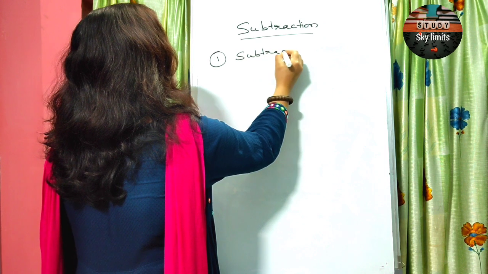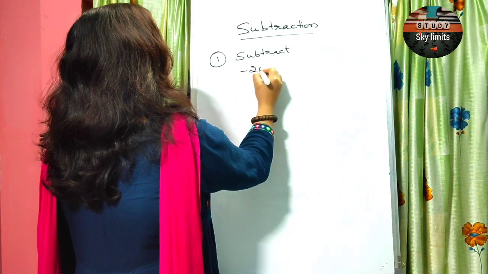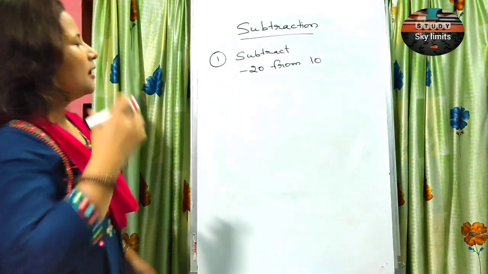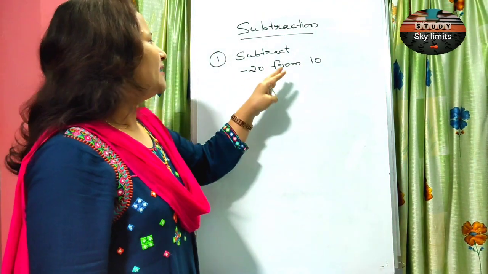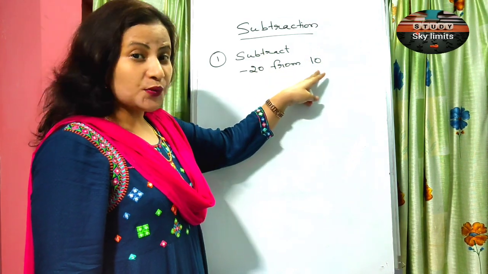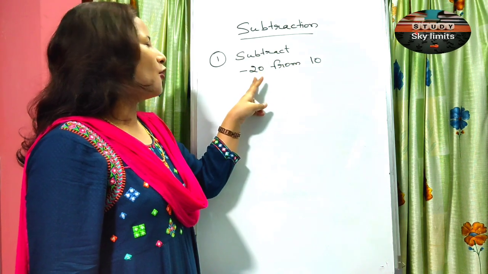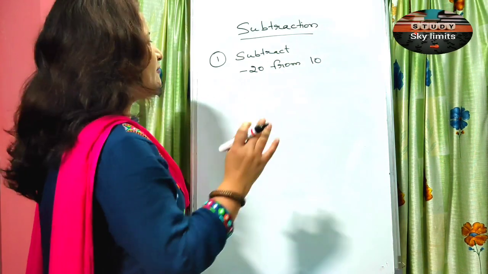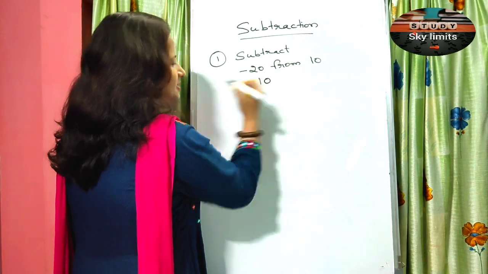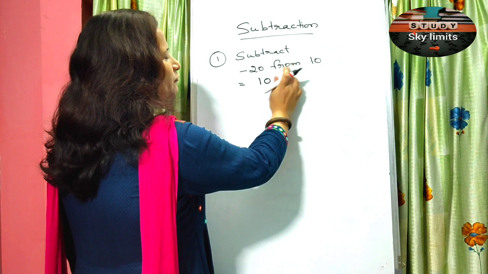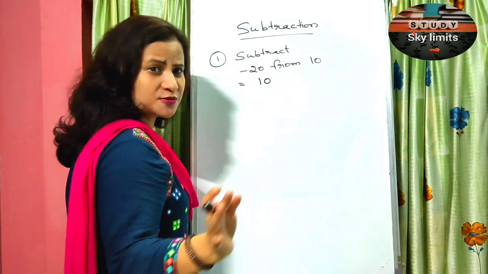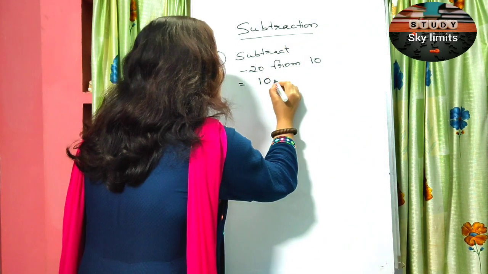Subtract minus 20 from 10. Since your lower classes, you have been learning that the number that comes after "from" is the minuend and the number that comes before "from" is the subtrahend. So whenever you are going to subtract, you need to write the minuend first. So the minuend for this question is 10.